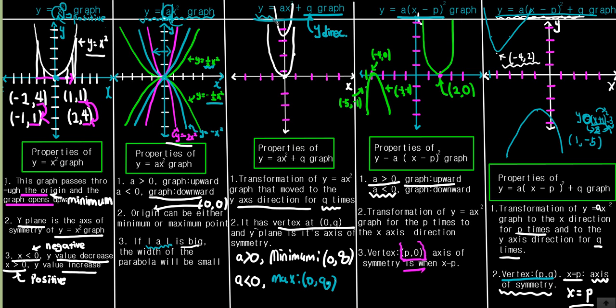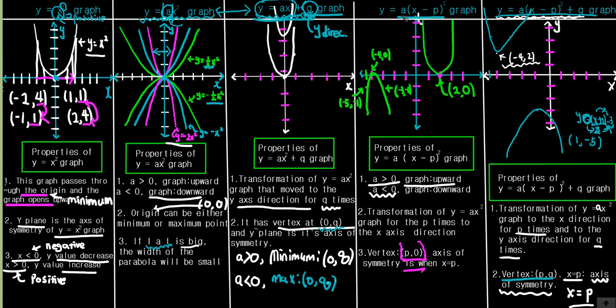And for y is equal to ax squared plus q, y is equal to ax squared is the same quadratic function, but all we did is we transformed it, which means we moved its quadratic function graph in the y-axis direction by q. And it will have a vertex at 0, q, as we have proved.